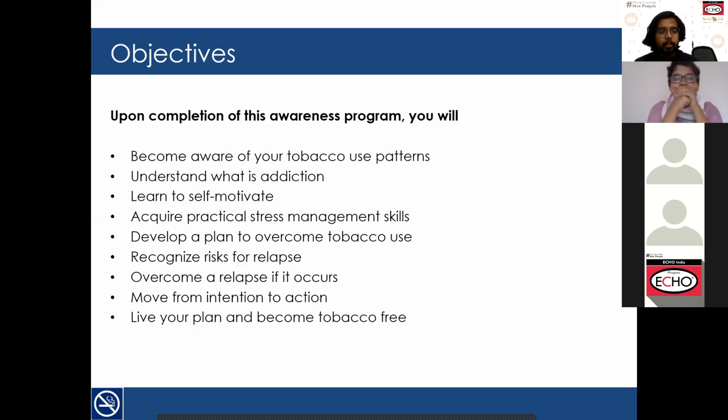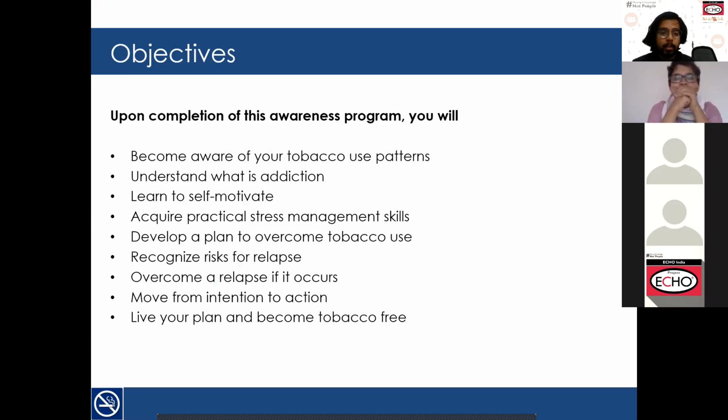Usually what happens is when such addictive substances are withdrawn from a person's life, they go through a lot of withdrawal symptoms. They will learn how to manage the stress that comes along with withdrawal symptoms. You, along with the workers, will plan to overcome the tobacco use. How relapse can happen and what the risks of it are, we'll learn about that too.